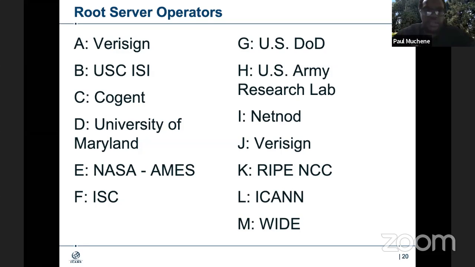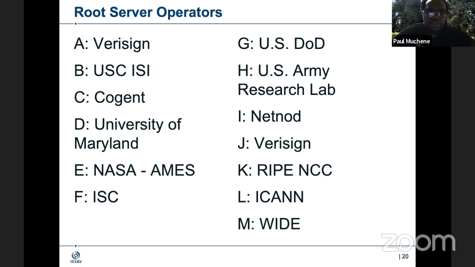So I'll start first and foremost with the root server operators. Currently, there are 12 root server operators, and each of them handles a label. However, VeriSign, which handles the label A, also manages the label J. The other root server operators are the University of Southern California, Cogent Systems, which is a commercial entity.